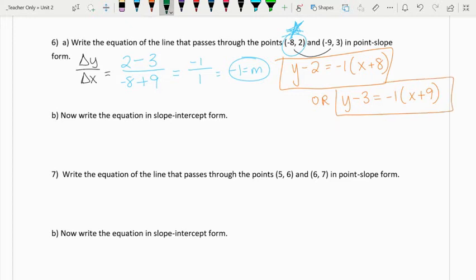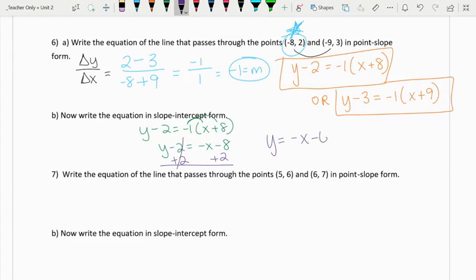Again, I would like the first answer, though. It says now let's put the equation in slope-intercept form. So whether you take the first or the second, when you write it in slope-intercept form, you'll get the same answer. So we would distribute the 1, and we get negative x minus 8. And then all we have to do is add 2 to both sides. From there, y would equal negative x minus 6.